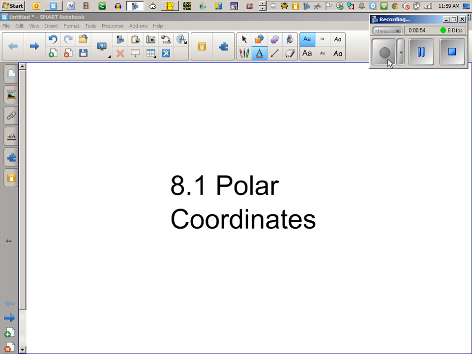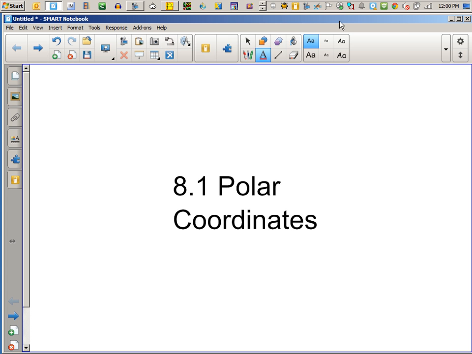Okay, so we're going to start very, very simple. And I'm going to start with just a real-life example of what polar coordinates are. Okay? And I know for a fact you're going to understand this. You have all the background you need for this.